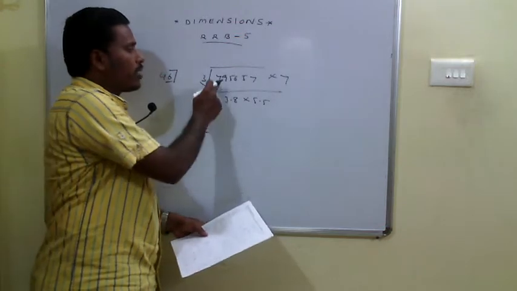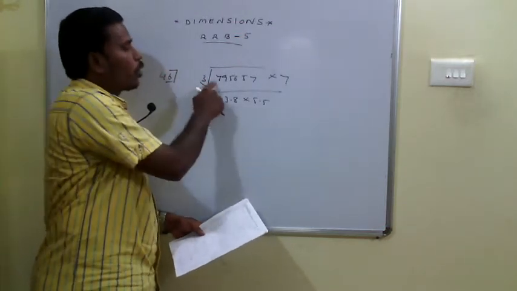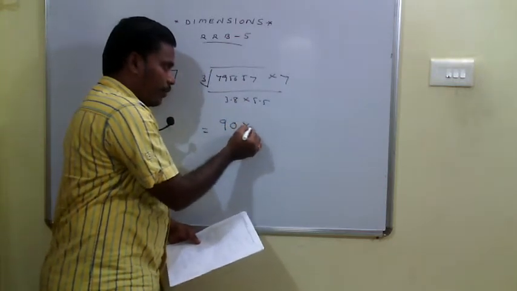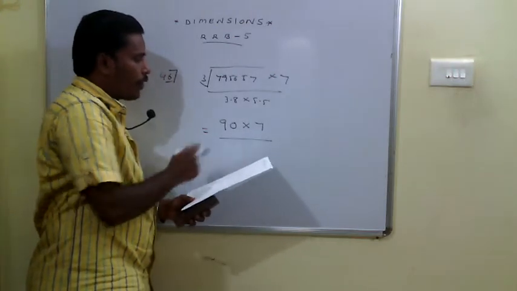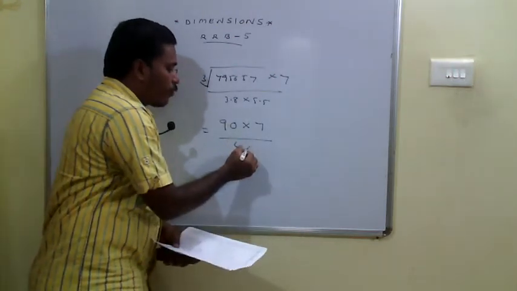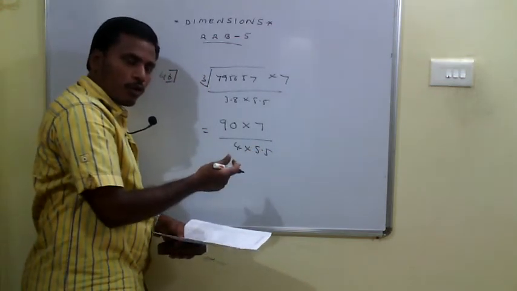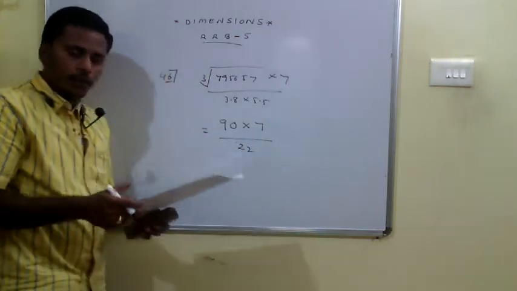Cube root of something. We know this is nearly 90. 9 cube is 729. 90 cube is 729 along with 3 zeros. So its approximate value is 90. 90 into 7 divided by 3.8 into 5.5. Treat this 3.8 as 4 approximately. 4 into 5.5: 4 fives are 20, 4 into 0.5 is 2. Take it as approximately 22. And if you calculate, that will be your answer.